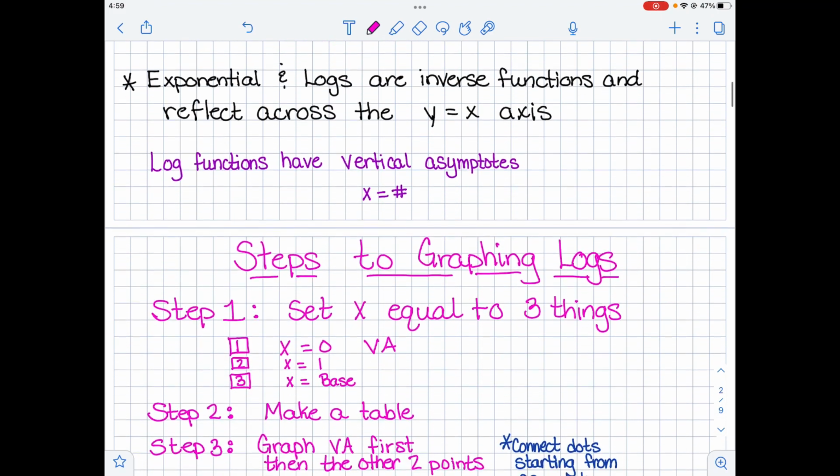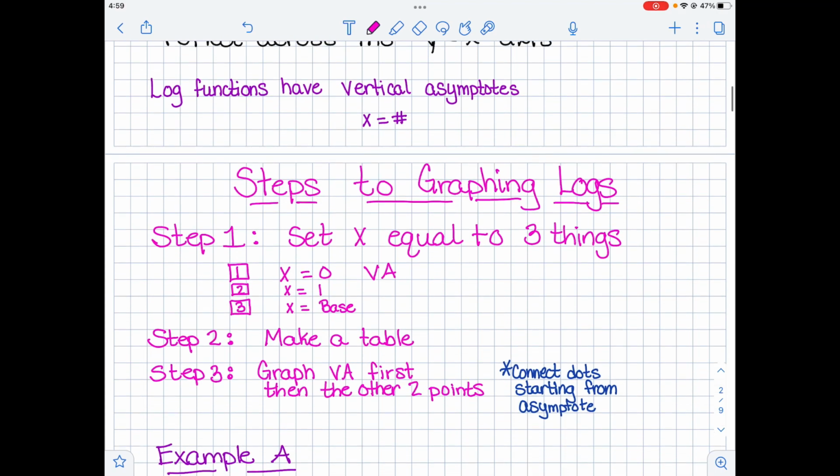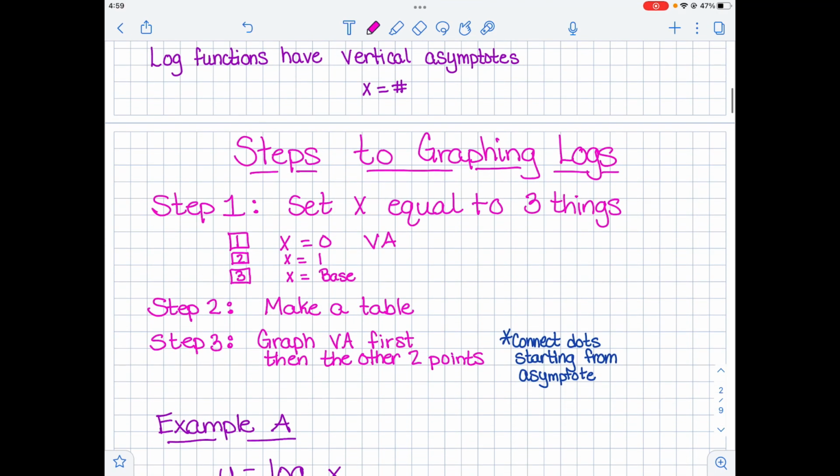So we're going to talk about some steps to graphing logs. Step 1: when we're going to graph a log, if I'm giving you an equation, you're going to set x equal to 3 things. The first thing you're going to set equal to 0, and that's going to be your vertical asymptote. The second is 1, and the third is its base, whatever its base may be. Then you're going to make a table and find 2 points, not the vertical asymptote, but 2 other points. And then you're going to graph the vertical asymptote first, and then the 2 other points, and connect the dots starting from the asymptote.